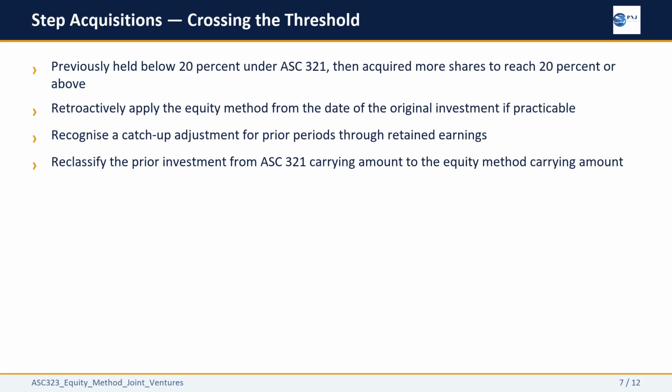The surprising part of initial measurement comes when you already own a stake in an entity, and then buy more shares that push you over the significant influence threshold. This is a step acquisition. When that happens, you do not simply start the equity method from the new purchase date. You are required to retroactively apply the equity method from the date of your original investment, as if you had always been applying it, provided that is practicable. Any difference from what you had previously recorded under ASC 321 flows through retained earnings as a catch-up adjustment. The prior investment balance gets reclassified to the equity method carrying amount.